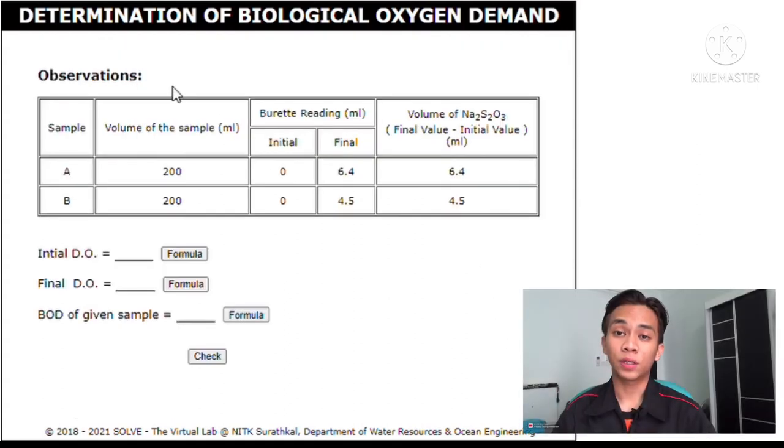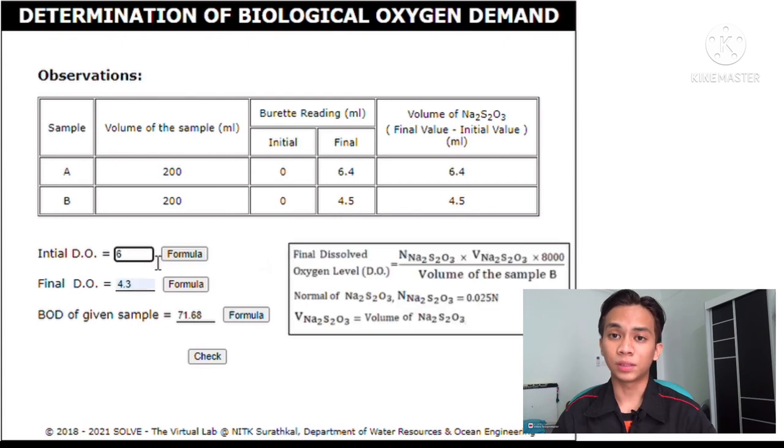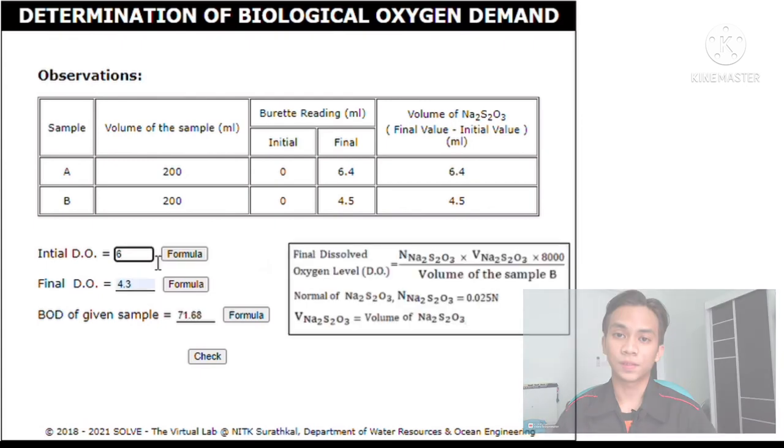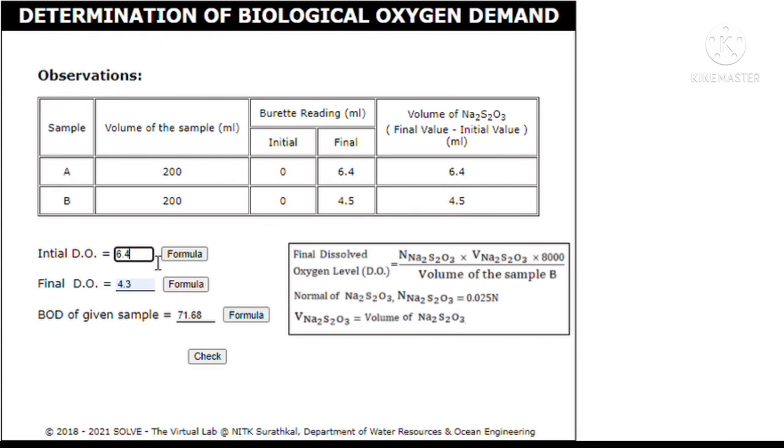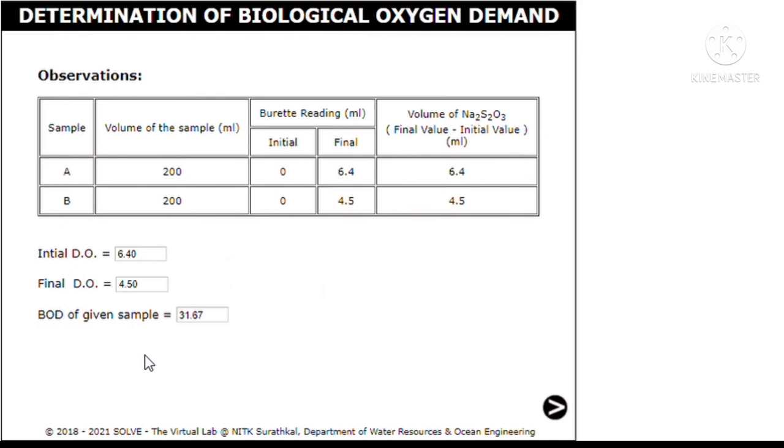Lastly, note down the initial and final burette readings. Determine the BOD of the sample using the formula and note it down in the observation. And I got the BOD of the given sample as 31.67.